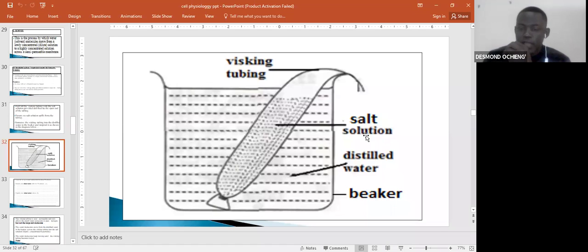Great. So who will explain to us this observation? Why do we think that more of the water molecules will move from the beaker into the visking tubing through the semi-permeable membrane? I'm seeing very many hands raised. Great. Gideon Simon, are you there? Could you please explain to us the observations?